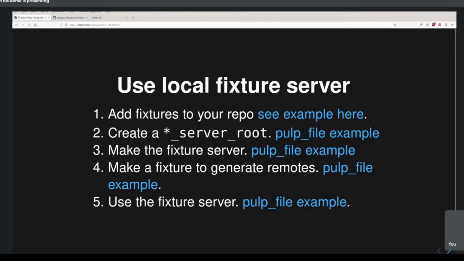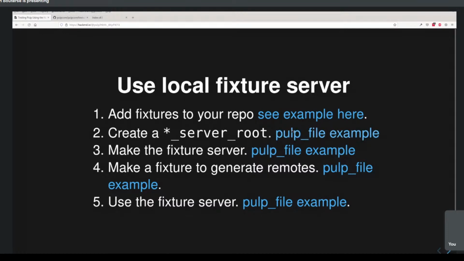And then ultimately, after you have a fixture server running that will serve data to Pulp, and you want to generate remotes that will tell Pulp where to receive and sync from, then you want to use it in your test. So let's look at some of these. Let's go back through steps 2 through 5 so you can actually see what this looks like.